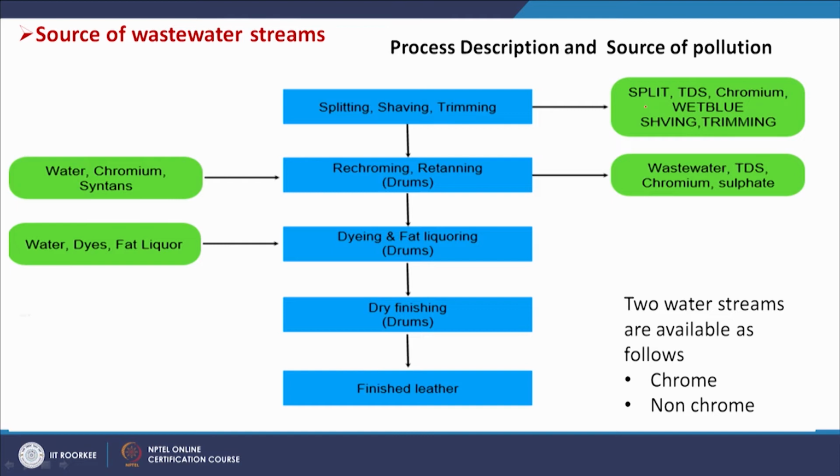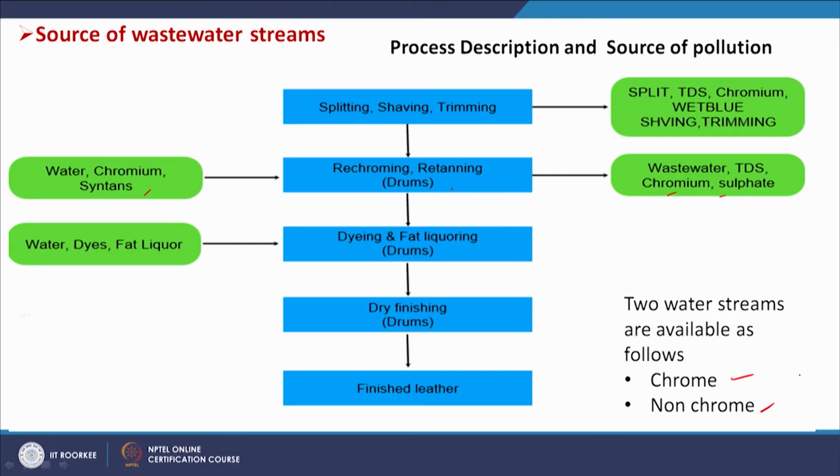And then the next step is rechroming and retanning, which takes place in drums, where water, chromium and syntans are used, and the wastewater contains TDS, chromium, sulphate, etc. Then comes drying and the fat liquoring step, where water, dyes and fat liquor are used; again, the wastewater will contain oil, etc., and COD. Then there is dry finishing, and ultimately we get the finished leather. So, these are the different steps, and through different steps wastewater is generated which contains different components or different pollutants.